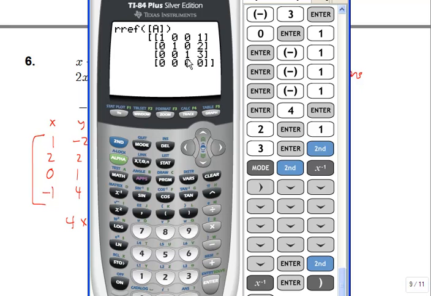Look at what the first 3 rows are telling us. This bottom row, the third row is telling me that z is 3. The second row is telling me that y is 2. And the first row is telling me that x is 1. So we are able to just get a unique solution here. X is 1, y is 2, z is 3. So let's write that down.